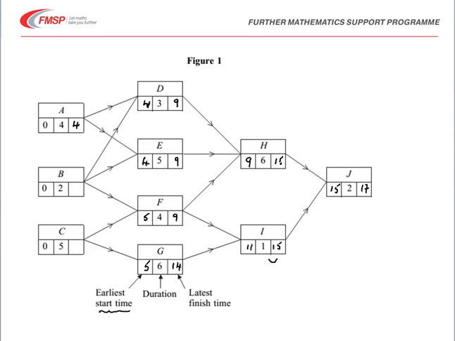Again, for B, it comes from D, which is 6, 9 minus 3, from E, 9 minus 5 is 4, and from F 9 minus 4 is 5. So again, the smallest of those from E gives us 4, and for C from F 9 minus 4 is 5, 14 minus 6 is 8, the smallest is 5.